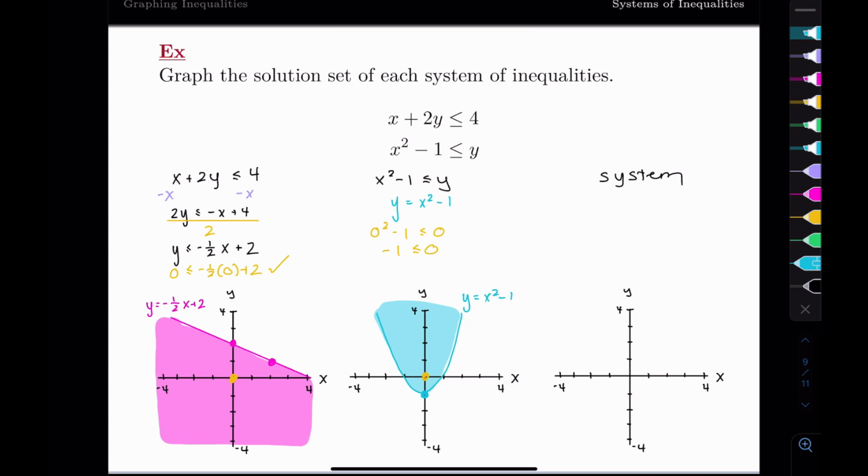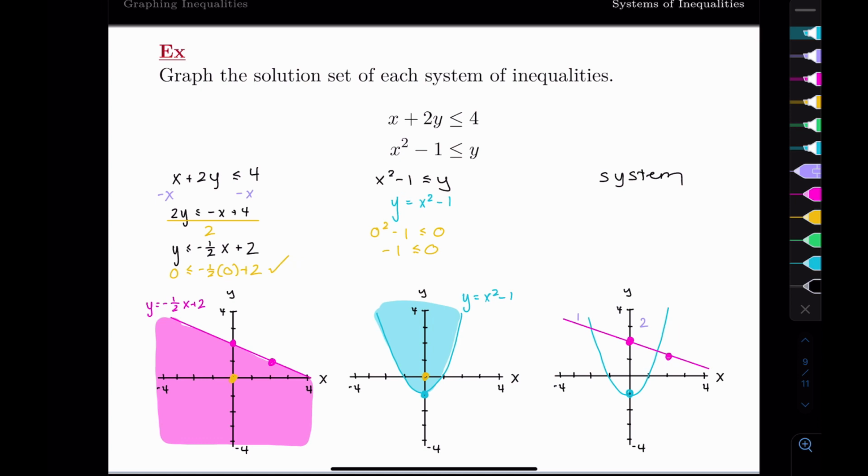Okay. So now when I graph the system, when I put both of these on the same graph, there is my parabola, and my line goes through +2, has a slope of -1/2, and it is also a solid line. I want to figure out which region is common, and so again, this is why it's really messy. You technically have 1, 2, 3, 4, 5 different regions that you would have to test to see which works.